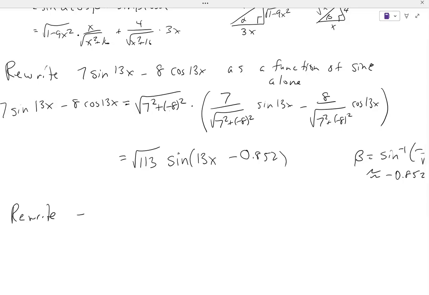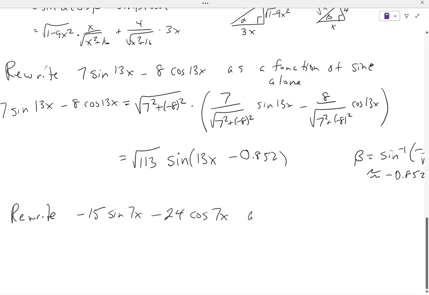Let's do negative 15 sine of 7x minus 24 cosine of 7x, as a function of sine alone.